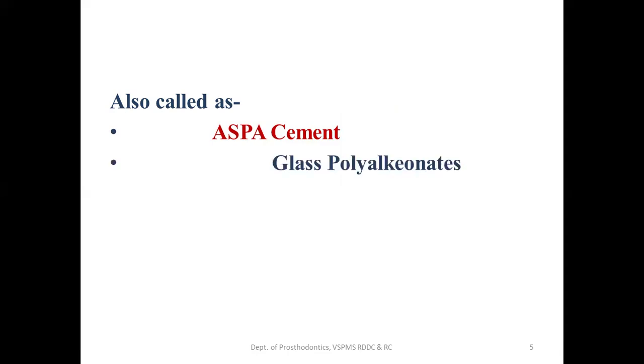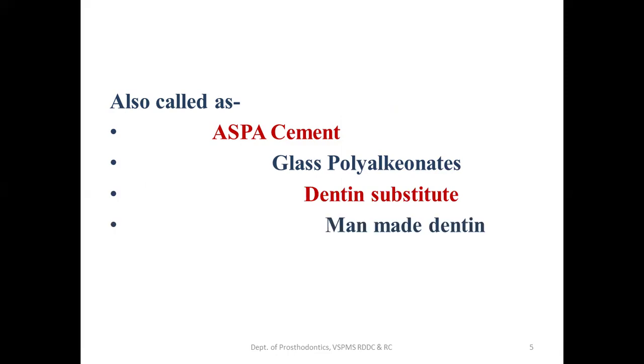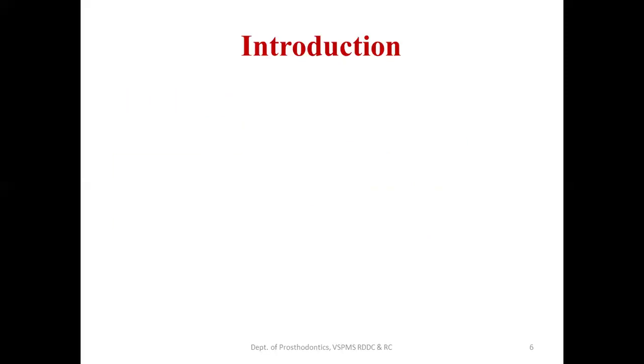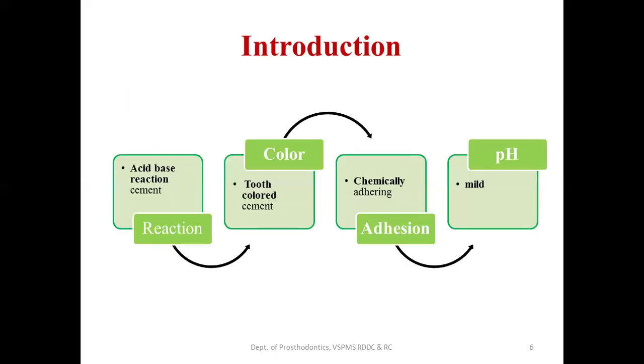Now, these cements have different synonyms. That is ASPA cement, which is nothing but aluminosilicate polyacrylate cement. Then glass polyalkenoate, dentine substitute, and man-made dentine. So this is all about the synonyms of GIC. Now, the familiar picture, you must have been knowing this. This is an acid-base reaction type of cement. It is tooth-colored, chemically adhering to the tooth, and the pH is mild.